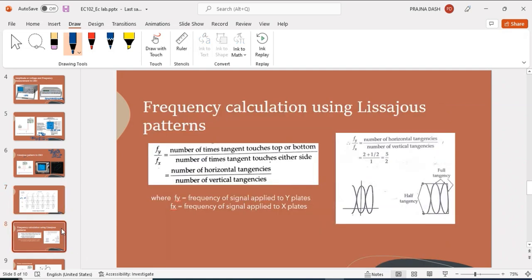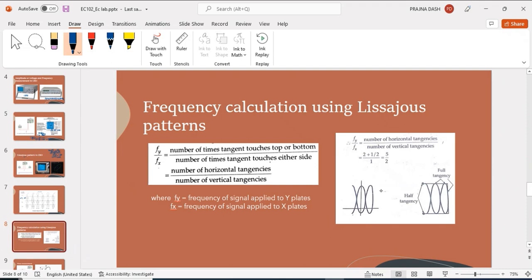Just see here. There is a formula: the number of times the tangent touches the top and bottom, or the number of times a tangent touches either side in the vertical direction, that is, the number of horizontal tangency, divided by the number of vertical tangency. This ratio is equivalent to the frequency of the Y signal divided by the frequency of the X signal.